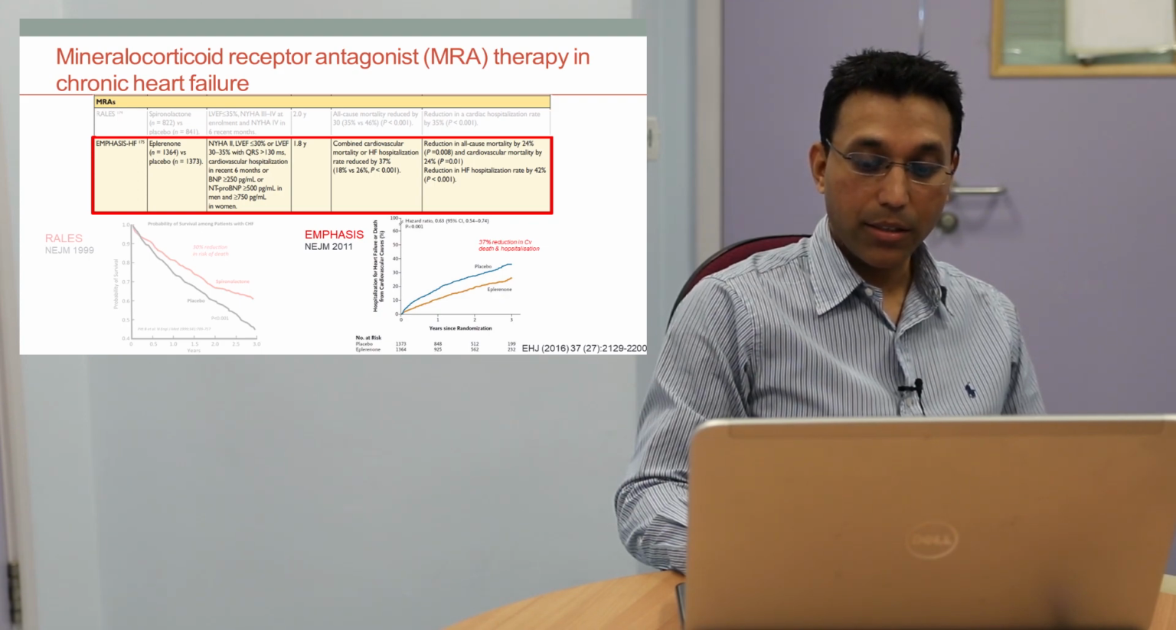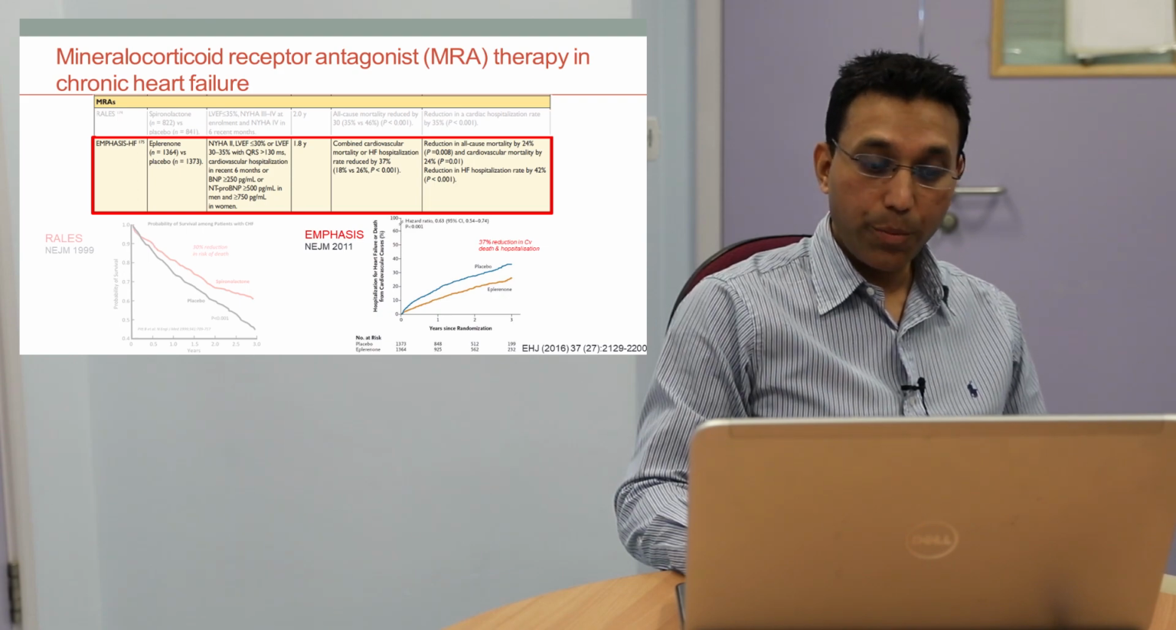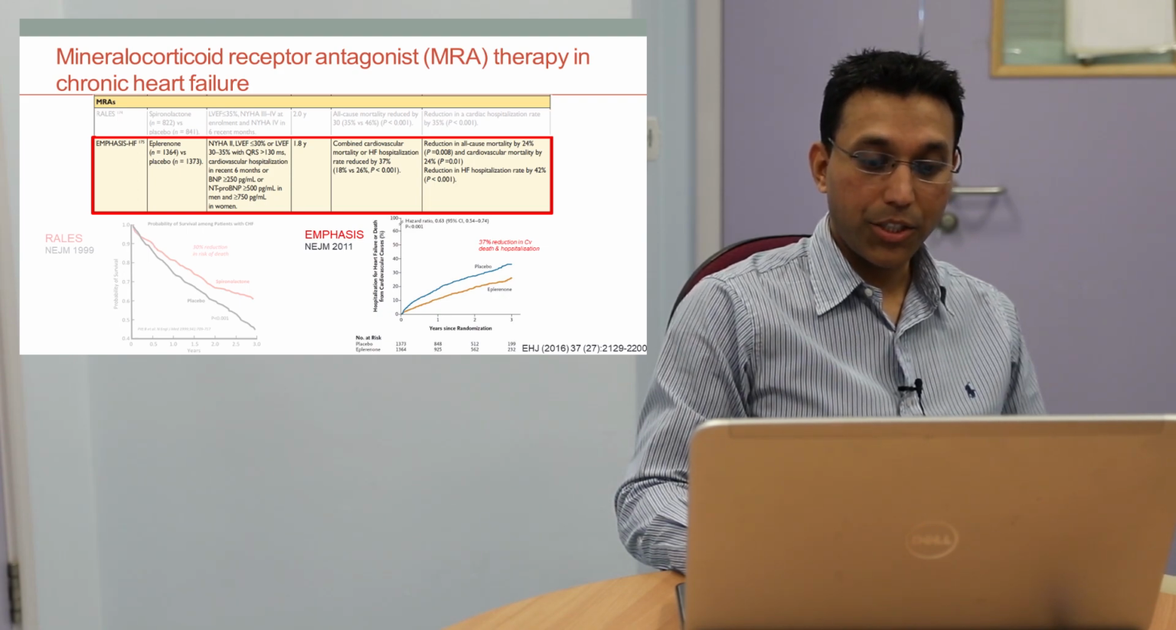And there's also a lower rate of death from cardiovascular causes. There was a 42% reduction in heart failure hospitalisation with eplerenone, and this is greater than that seen in RALES, despite this being a less symptomatic population.